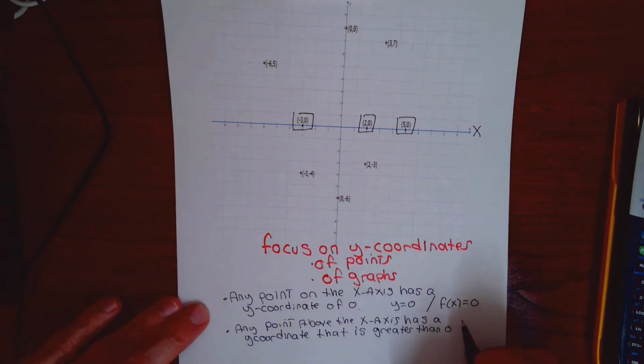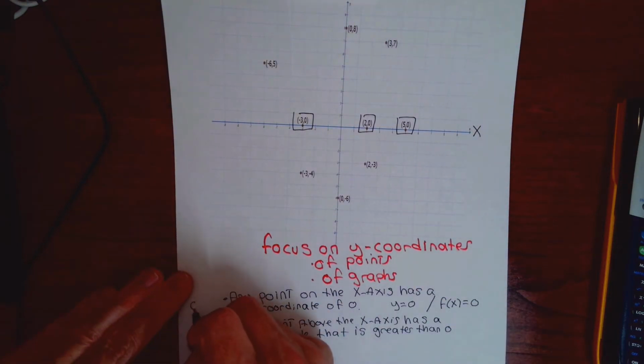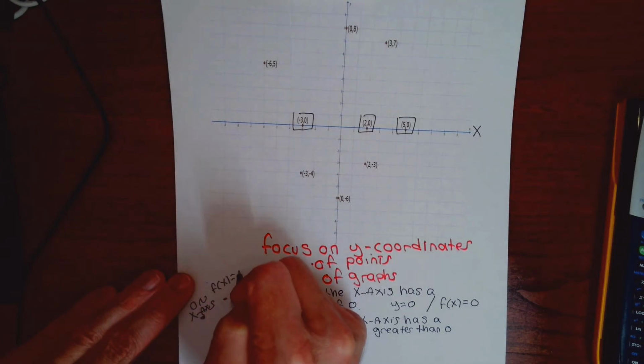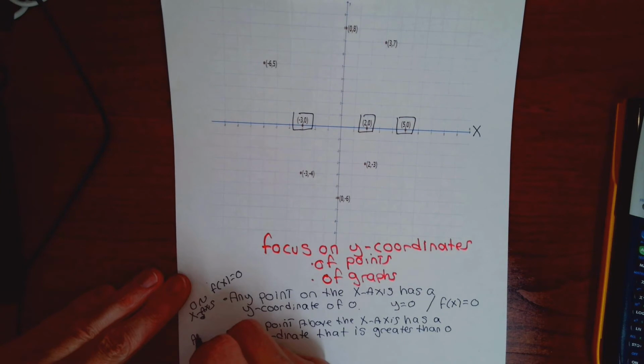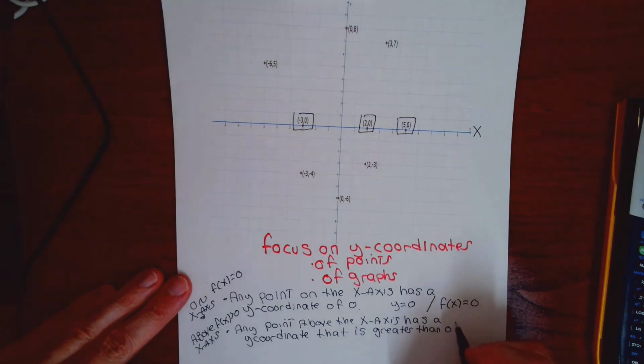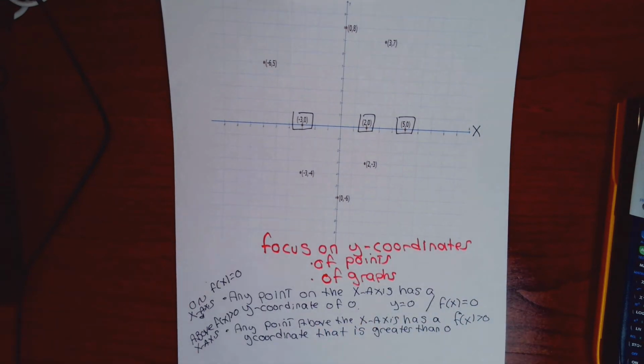And so first we have on the x-axis, the y's equal to 0. Any point above the x-axis has y's greater than 0, and function notation wise, I'm going to say it's f of x is greater than 0. And let me show you on the graph what I mean.